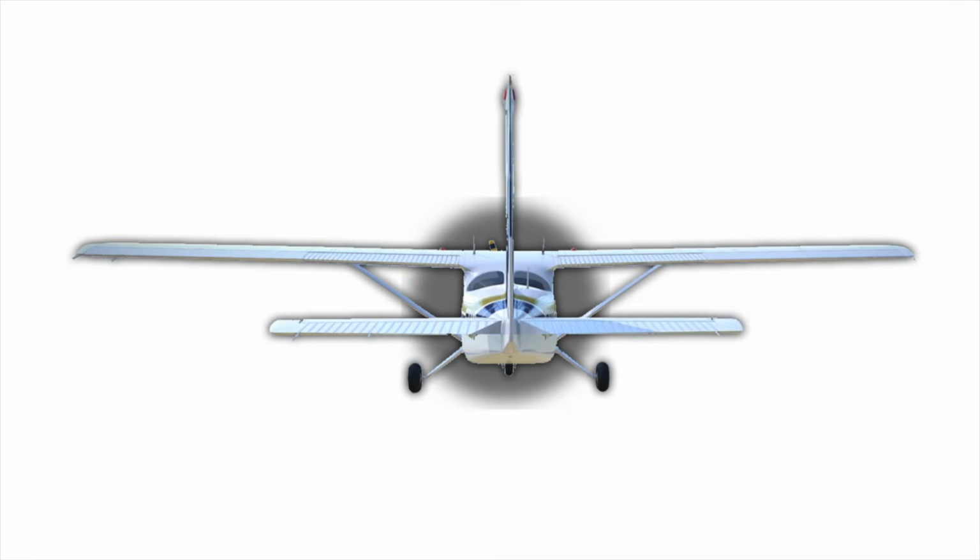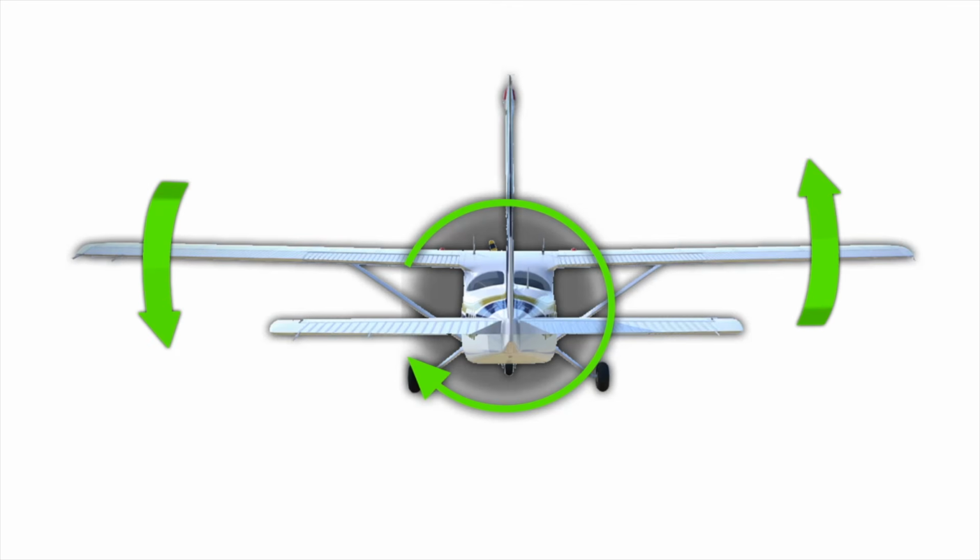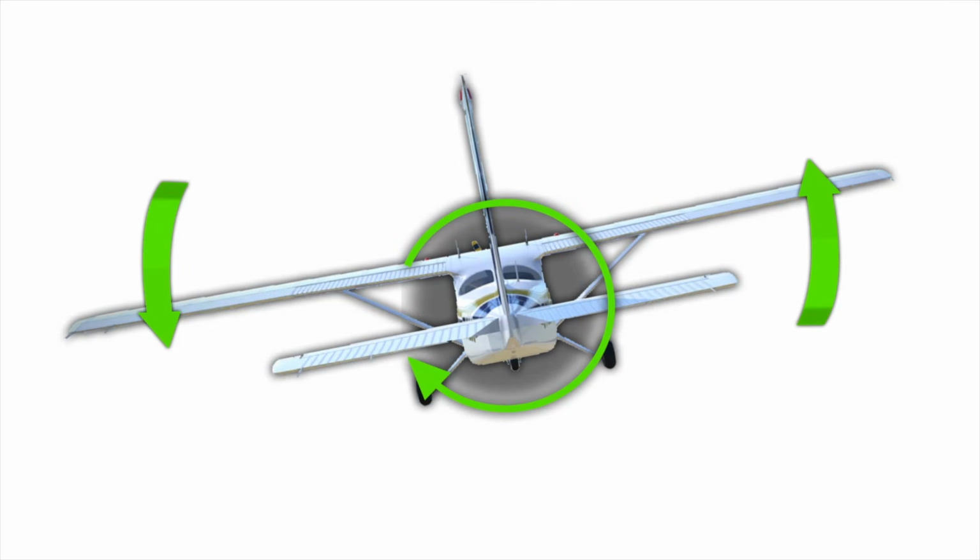In most airplanes, the propeller turns clockwise as viewed from the cockpit. This means that an equal and opposite reaction would cause the airplane to roll to the left. That's why torque reaction causes a left turning tendency.